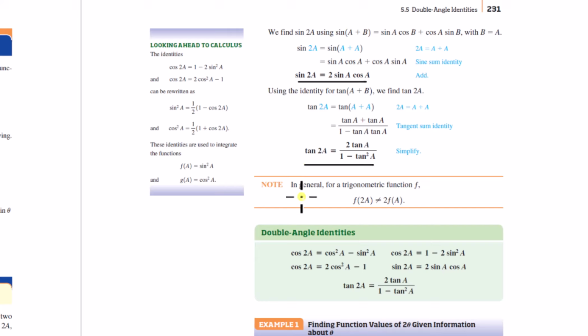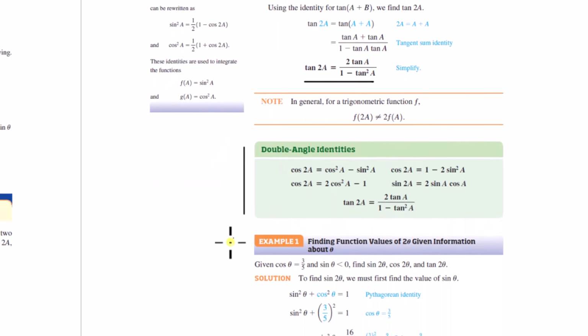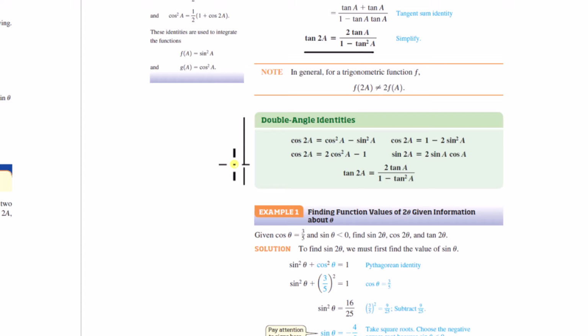Now it says, note in general for a trigonometric function f, f of 2A is not equal to 2 times f of A. Well, yeah. All right, and that's it. There's the double angle identities. They just come from taking the sum identities for sine, cosine, and tangent and setting B equal to A. And they're called double angle because it's the cosine, the sine, or the tangent of 2 times an angle.